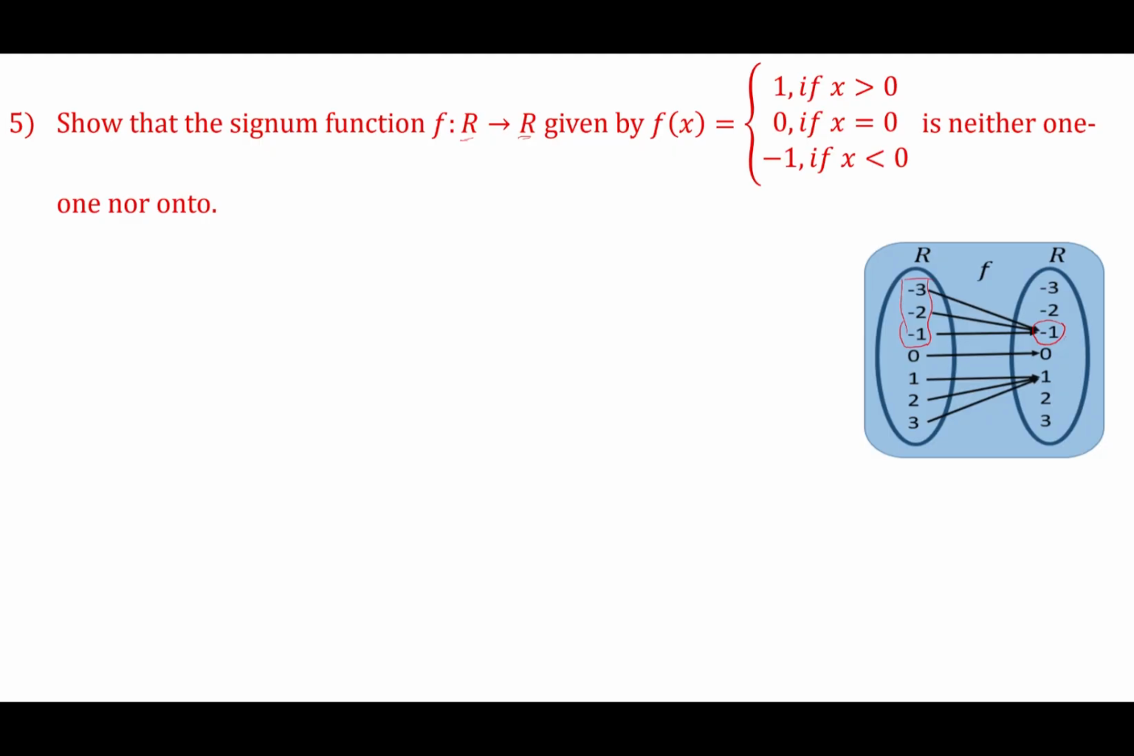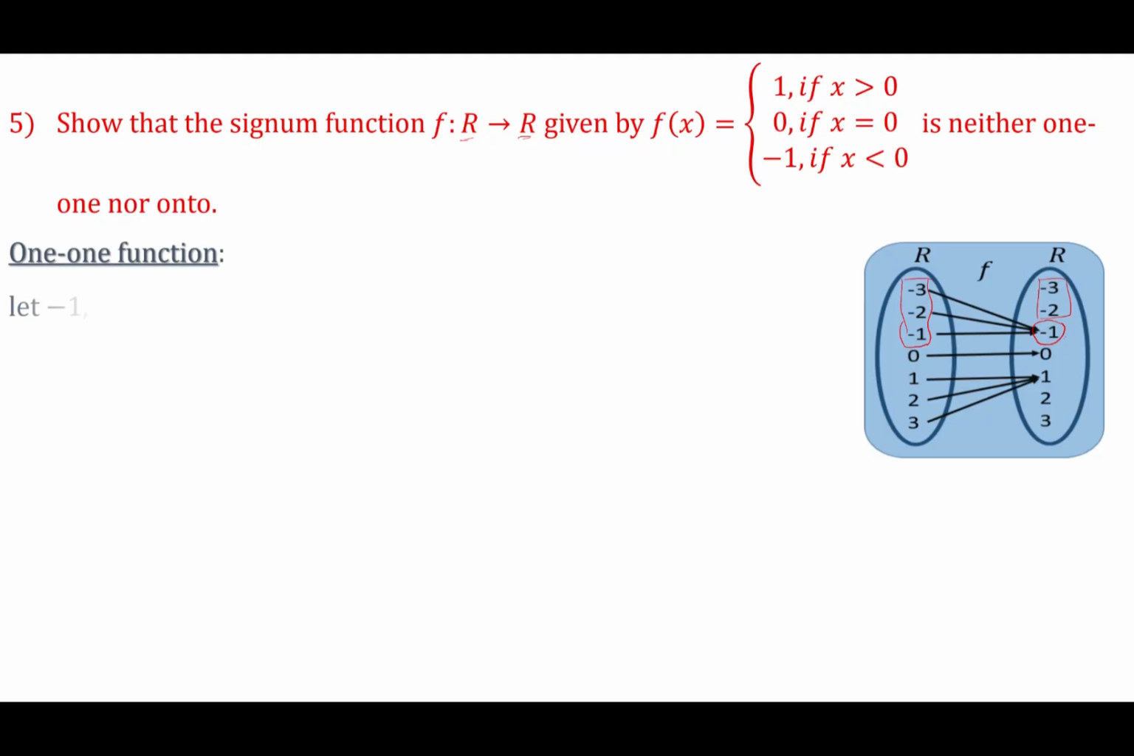As well, if you see, the negative elements of the codomain do not have any pre-image in the domain, so it is not onto as well. Let us prove it. Let us write it. Okay, for one-one function.